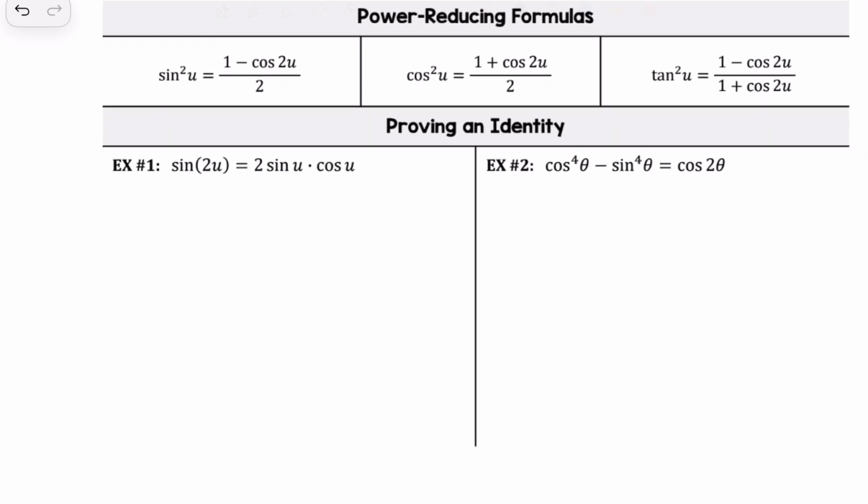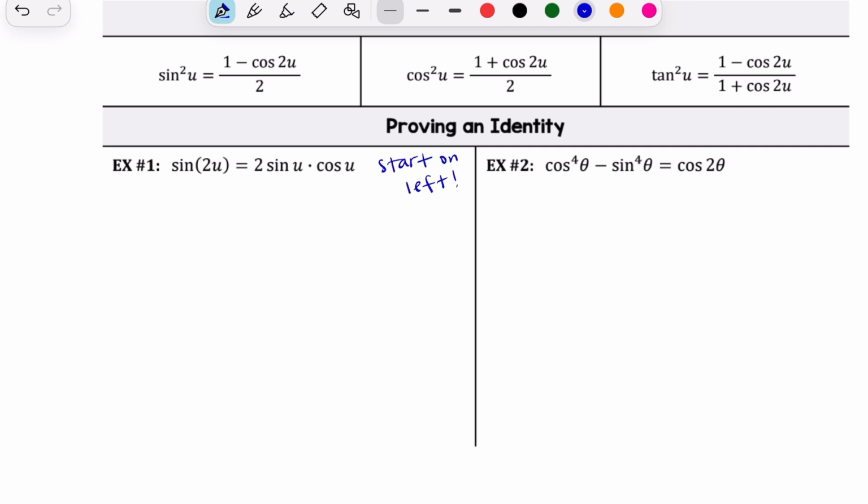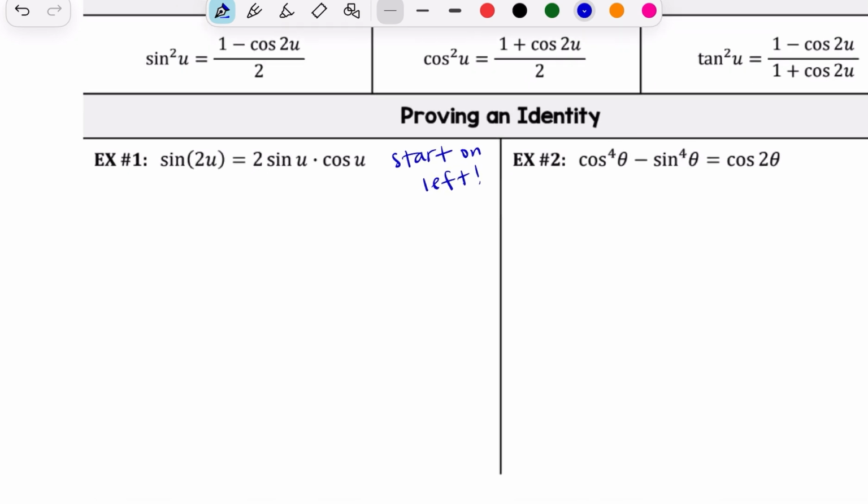So we're going to prove the double angle identity for sine, that sine of 2u equals 2 sine u times cosine u. So we know with proofs, we have to start on the side, or pick a side. We're going to start, in this case, on the left side. And what I'm going to do is I'm going to rewrite my angle here, 2u, as the sum of two angles. So instead of sine of 2u, I'm going to write it as sine of u plus u. U plus u is 2u, and the right side remains unchanged.